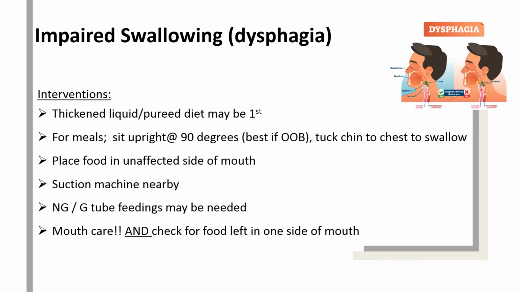We want to make sure that food is placed in the unaffected side of the mouth. And these clients may require NG tubes if they cannot swallow, if they are aspirating. And before being discharged, they would probably have a G or PEG tube placed. Good mouth care is essential. A lot of these clients don't even realize that they're storing food in the affected side of their mouth, and it can sit there and of course cause infections and tooth decay, so it's really important to do good mouth care.